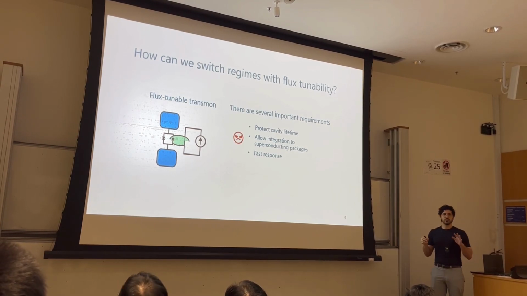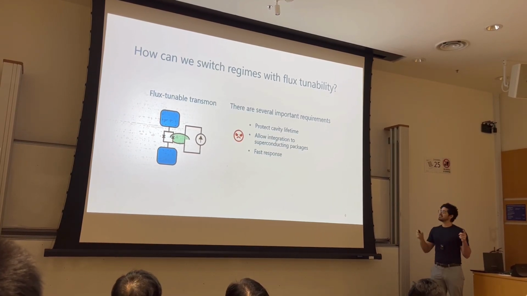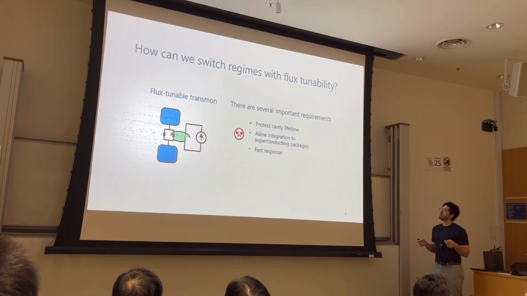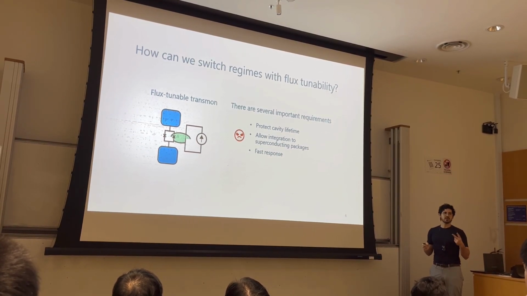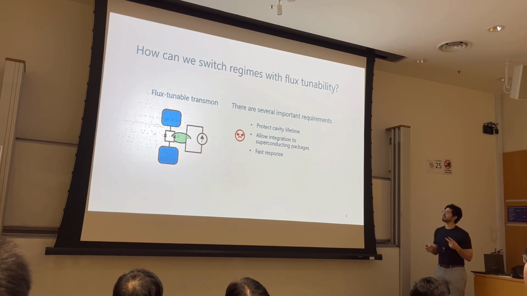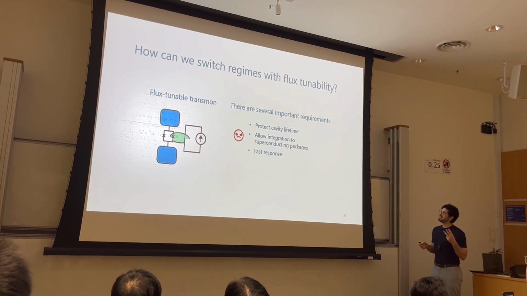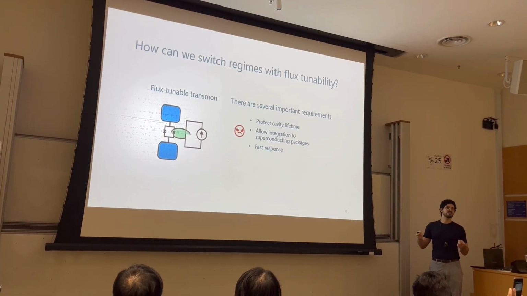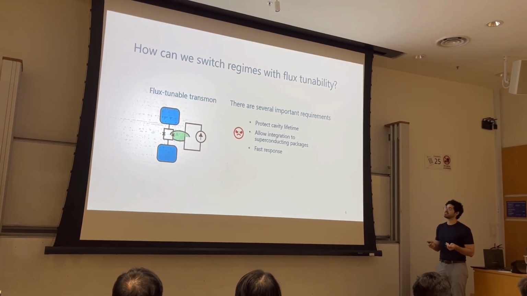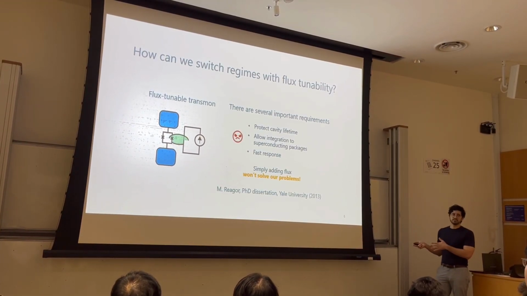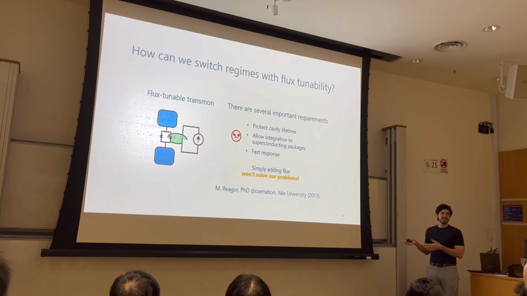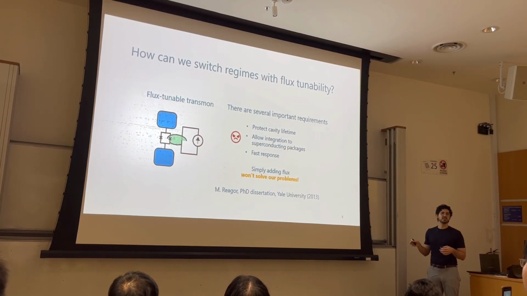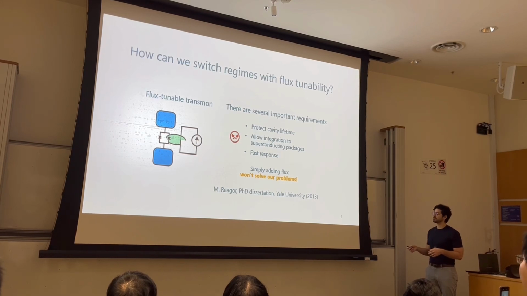But we also have a few requirements. The first one is that this extra control cannot add decay to the cavity, so it cannot destroy the data mode. It has to be easy to integrate into superconducting structures, which is not a given. It's an engineering challenge. And it needs a fast response. That is, the switching of frequency needs to be fast enough so you can do it within the same experiment. So having a device that checks all our wish list is not so simple. And it was actually already tried before.